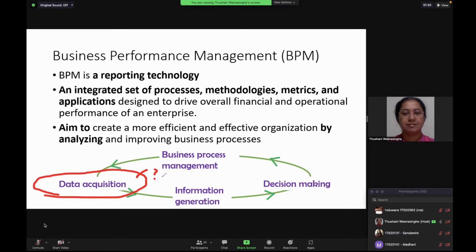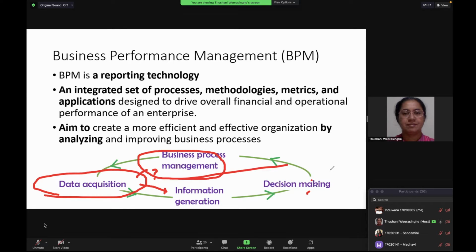If that is not assured in your system, then the whole system will fail. So this is very important in the data acquisition step. And then you need to have the information gathering and generation. Based on this data, you will be preparing the information, and that will help with decision making. And with decision making, you can improve this process.